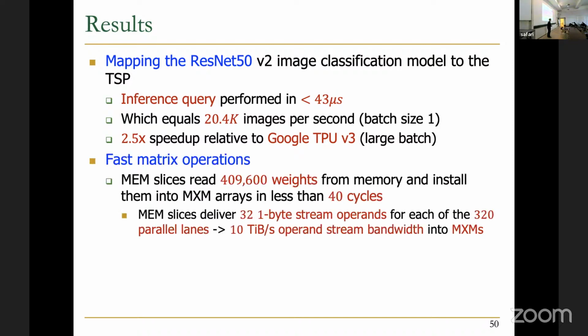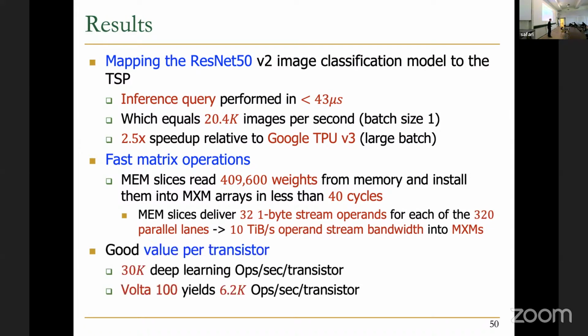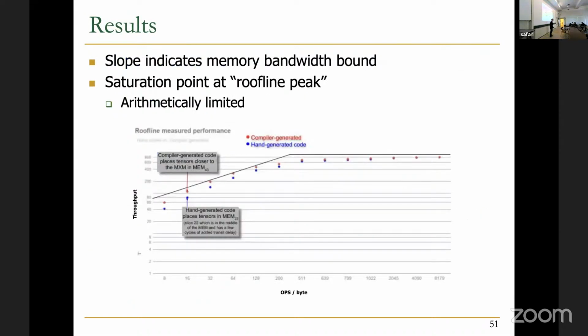They also report fast matrix operations, where memory slices can read over 400,000 weights from memory and then install them into these matrix times matrix arrays in less than 40 cycles. So they're quite fast to be used in computations. They also claim to have good value per transistor. They say that their design has 30,000 deep learning operations per second per transistor, and they compared it to the V100, which they say has only 6,000 operations per second per transistor. So each transistor is utilized quite efficiently.